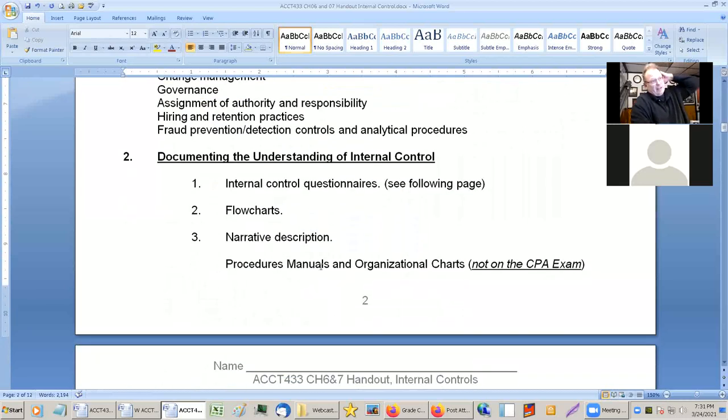Okay, documenting understanding of internal control. This is the first place where I break with the book. These are the three ways that we document internal control: internal control questionnaires, which we'll see what one of those looks like in a second, flow charts, and narrative description. Internal control questionnaire, we're going to see that on the next page. Flow chart is a visual.